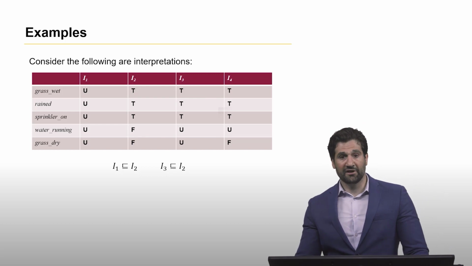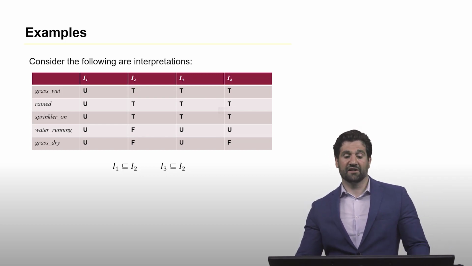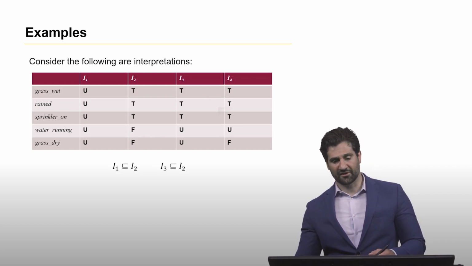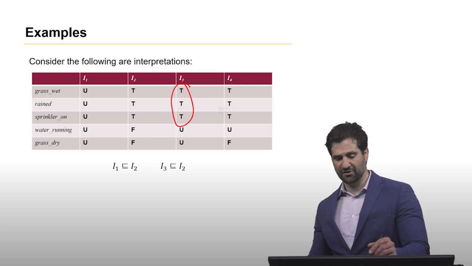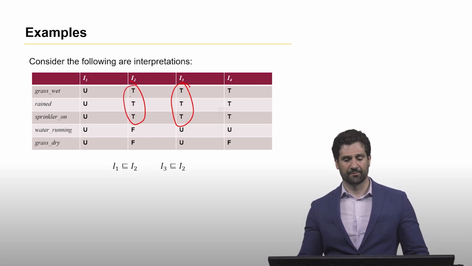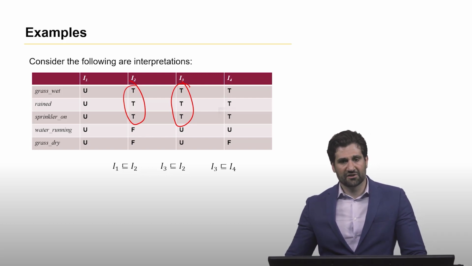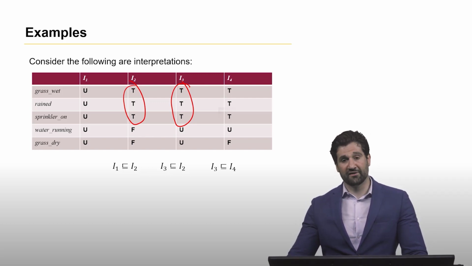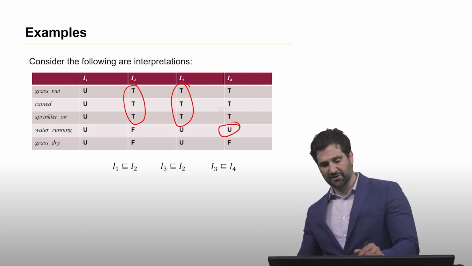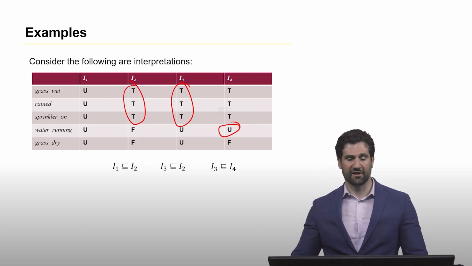Likewise, I3 is also below I2. And this is because I2 is everything filled in. I3 has some things filled in. They're filled in the same way as I2 because these are all true and these are all true. But some things are not. I3 is also below I4. I4 is not completely filled in. You still have this one U. But it's more filled in than I3, and it still maintains everything that I3 has.